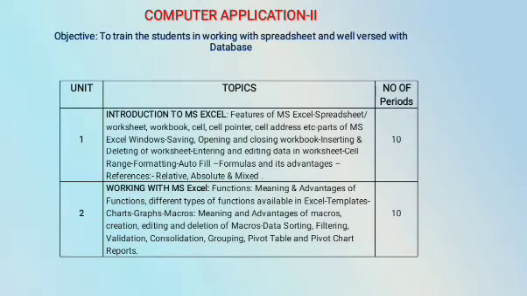Cell pointer: the cursor of the cell. The cursor is called the cell pointer. Cell address: to identify a cell, a rectangular box, we give an address. The cell address is the combination of a column name and a row number.